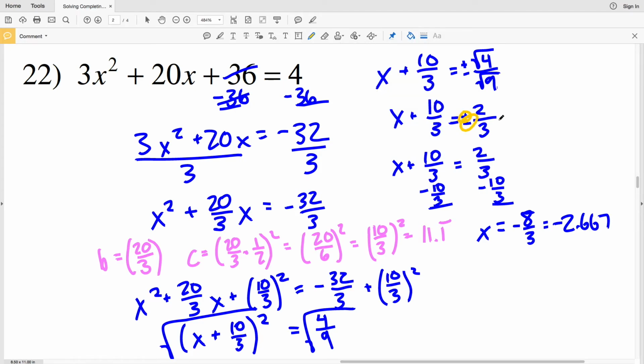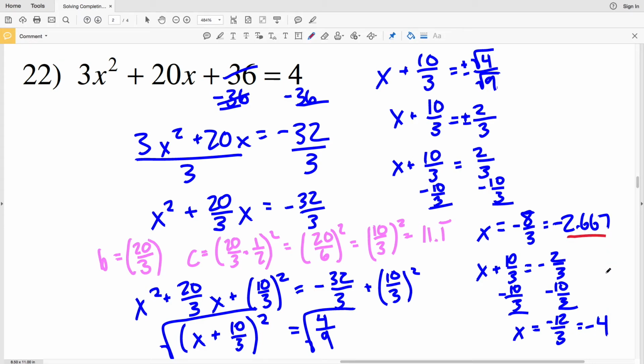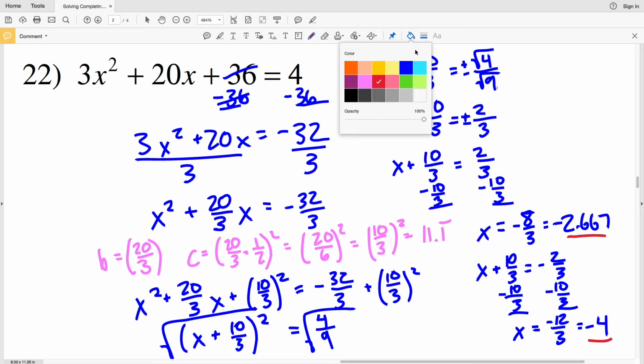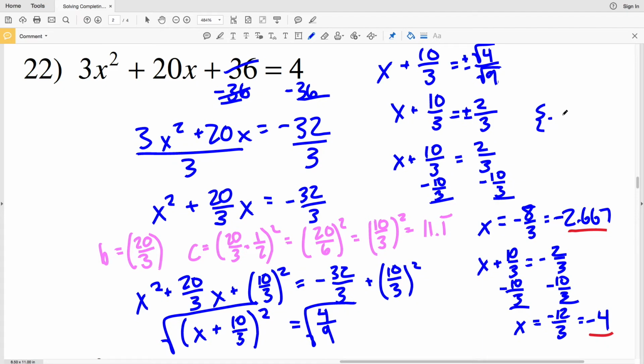Now let's solve when it's equal to negative 2/3. When x plus 10 thirds equals a negative 2/3, we'll subtract 10 thirds from both sides to get that x is equal to negative 2 over 3 minus 10 over 3, which is negative 12 over 3, which simplifies to negative 4, since 3 goes into 12 evenly. So my two solutions in number 22 are negative 2.667 and negative 4.